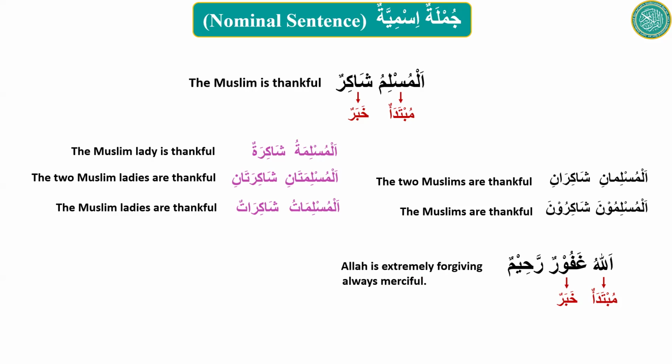So what do we do now with Rahim? What is Rahim? Rahim is a second khabar. Yeah, it is also a khabar. Because now this ayah is telling us two things about Allah subhanahu wa ta'ala. Two khabars, two pieces of information are given to us. Allah is Mubtada and two pieces of information. Number one, Ghafoor, extremely forgiving. Rahim, second khabar, second piece of information, always merciful. Allah is extremely forgiving, always merciful.